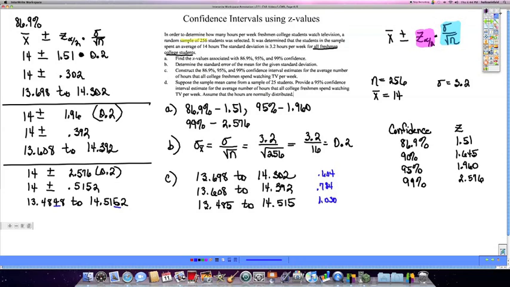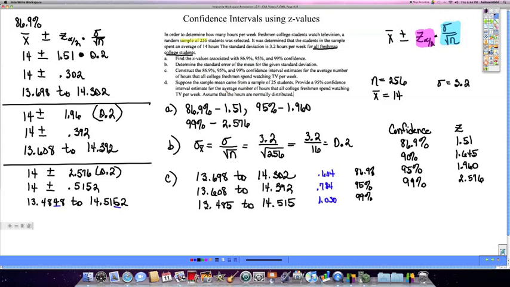Notice that as our confidence level increases, for instance, this was the 86.9, this was the 95, and this was the 99. As our confidence level increases, so does the width of our range. And that is because the more confident we want to be, the more room we have to give ourselves to trap the population mean within our range. And so that finishes up parts A, B, and C of this problem.